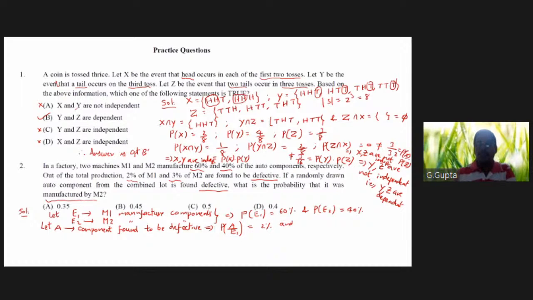And probability of A given E2. From the machine 2, the probability that a component is defective is 3%, very less, 2%, 3%. Now the question related to the defective component has already happened. Event A happened, but the question is whether it came from the M2 machine. That is an inverse event probability. Bayes theorem required.